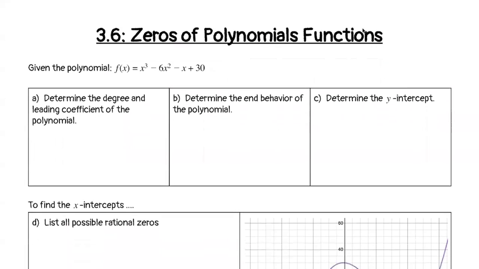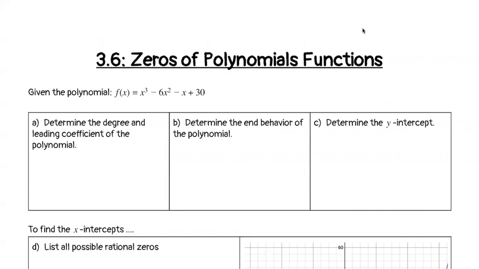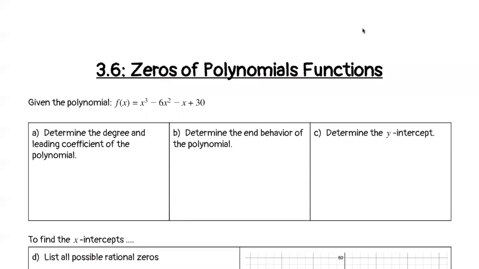All right, so 3.6 is a nice way to sort of round out a lot of the sections that came before this. We can think about 3.6 as really being a culmination of 3.1 all the way to 3.5.